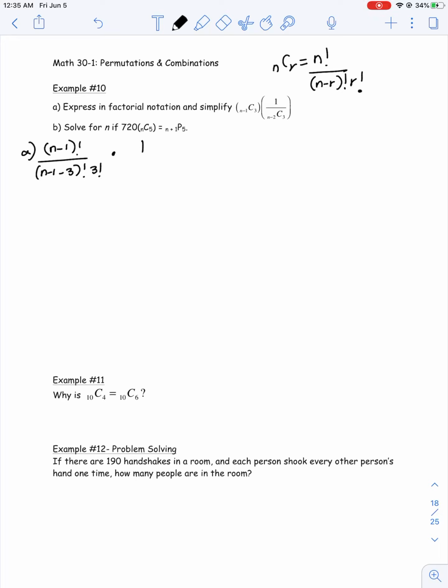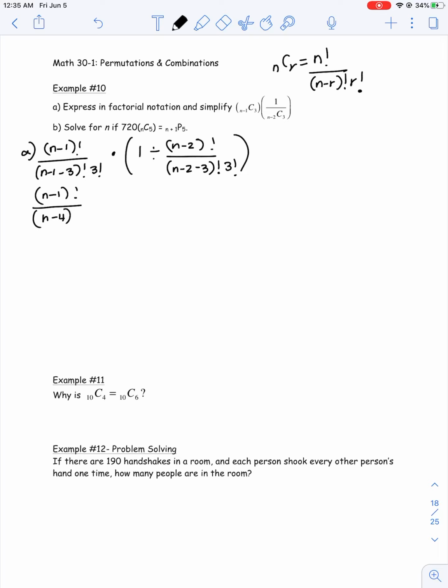That's going to multiply by 1 over, so I'll actually write it as 1 dividing by n minus 2 factorial over n minus 2 minus 3 factorial, 3 factorial. So I'm just replacing this and this using the equation that I have written there. So that's from your formula sheet. So I'm going to simplify this as much as I can before I continue.